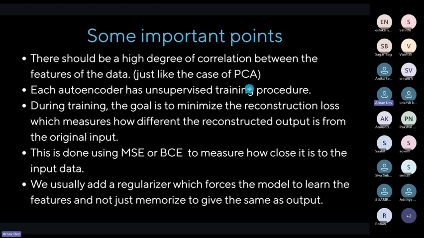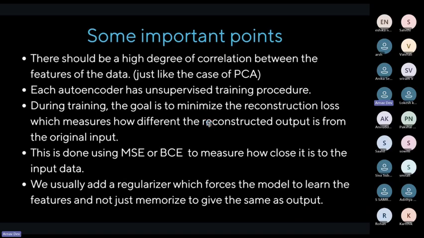So first of all, these are some important points about autoencoders. There should be a high degree of correlation between the features of the data. Just as we have learned in PCA, there should be some sort of correlation between the data, because when you reduce the dimensions, it is a necessary thing. If all of the features are not correlated at all, then it would not make sense to reduce the dimension. Just as in PCA, you need some features to be dependent on each other in such a way that you can reduce the dimension or combine a few of them. Here it is the same case. So that's the first thing.